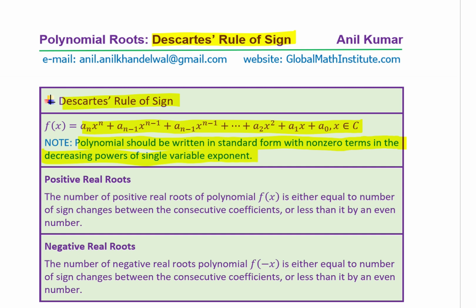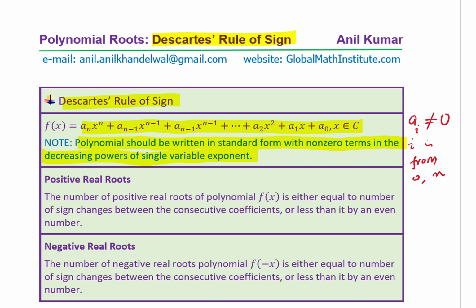So clearly here in this case we have a_n is not equal to 0. All the a_i's where i is from 0 to n are not 0. Okay, that means non-zero terms.